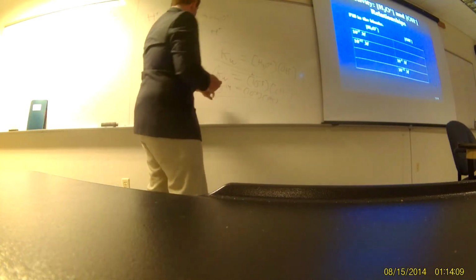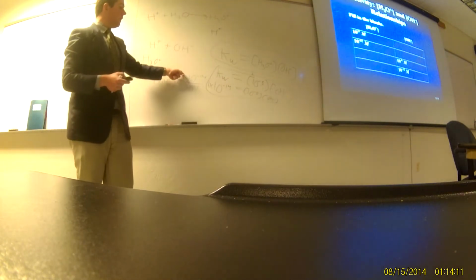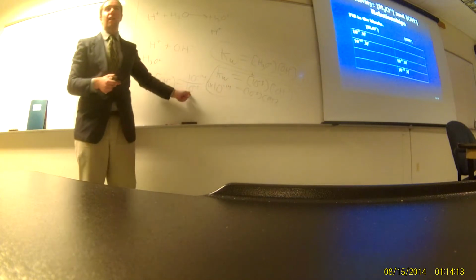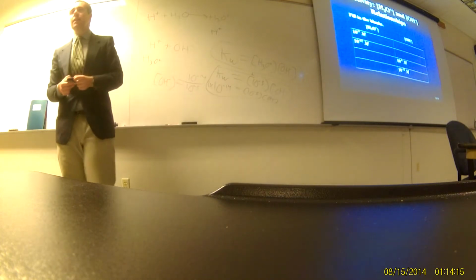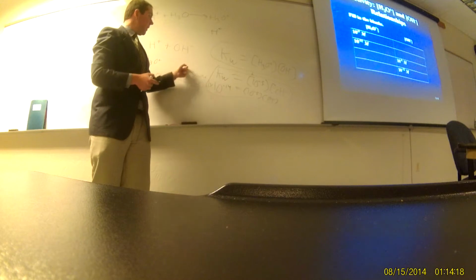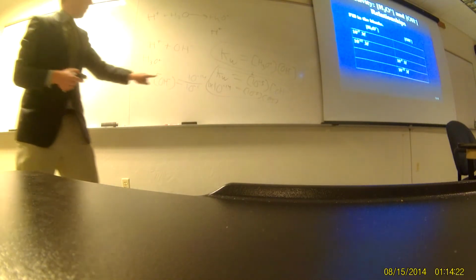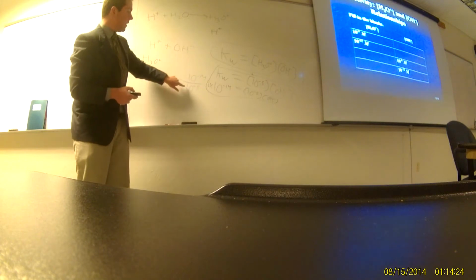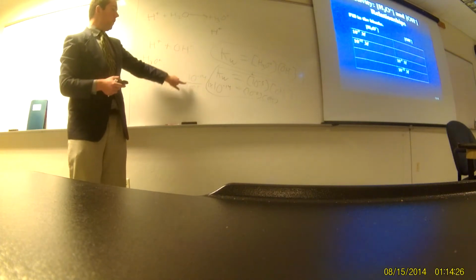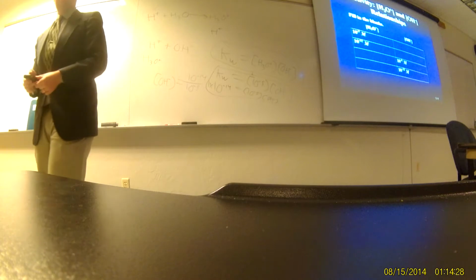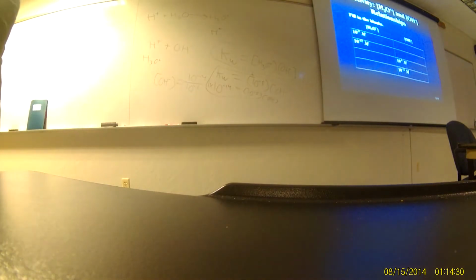So you can put that in your calculator: 10 to the negative 14th divided by 10 to the negative 5th. But luckily, these numbers you can actually do in your head easily, because it's just 1 times 10 to something and 1 times 10 to something. 10 to the negative 14th divided by 10 to the negative 5th. How do you do that in your head?